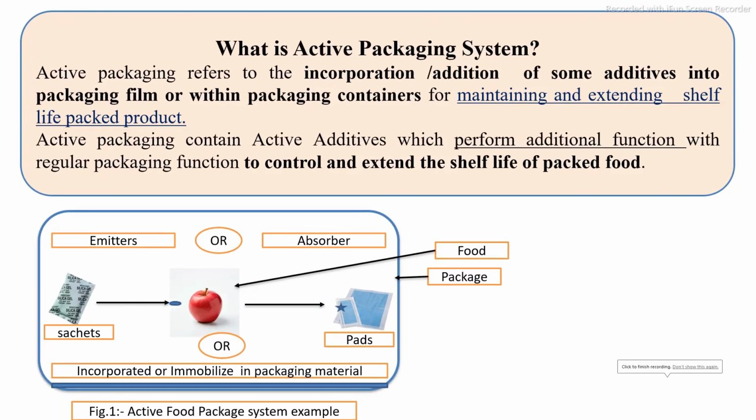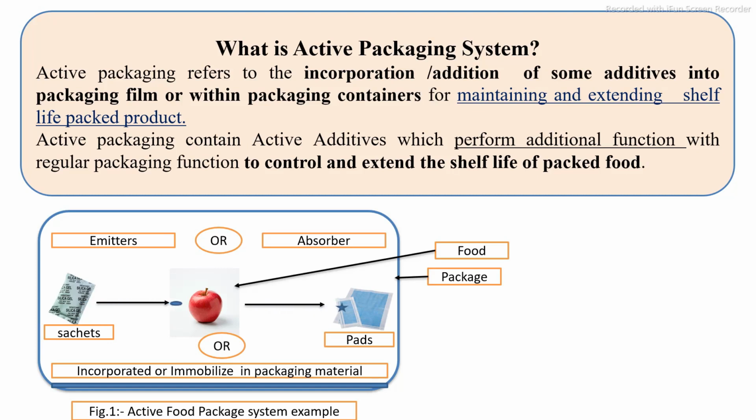What is meant by an active packaging system? In this system, inside the packed food there are additives. These additives continuously maintain the inside quality of the food by emitting or absorbing specific compounds to maintain specific internal atmosphere conditions. This atmosphere is maintained by these additives to extend the shelf life of the packed food, and this is called an active packaging system.